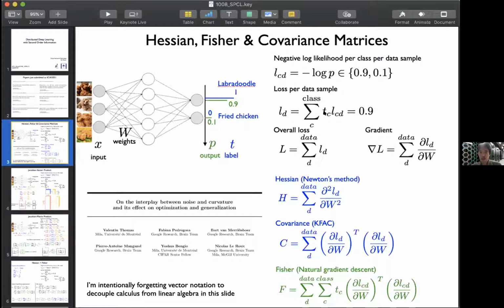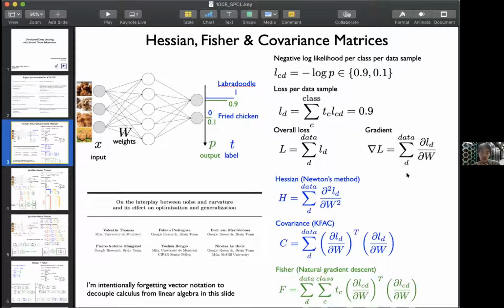So you have this sum over the data. These two things, the sum over the classes and the sum over the data, are also very important in today's talk. So with this, you can describe the overall loss, which is summed over all the data, and then the corresponding gradient. So when you say gradient descent in training neural networks, this is what the gradient is. It's the average over the data.